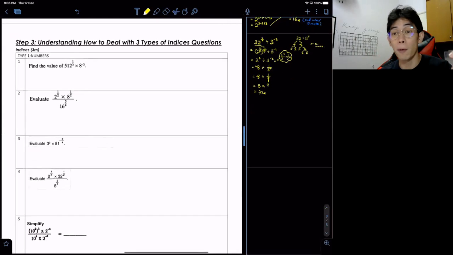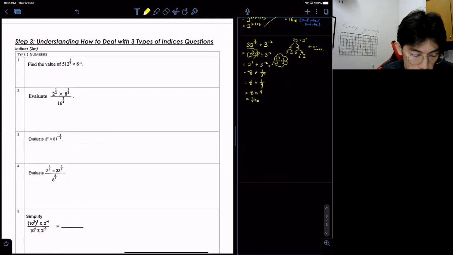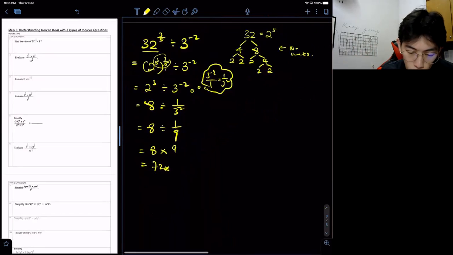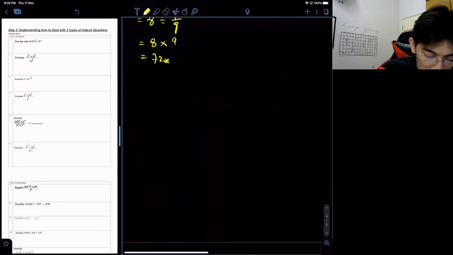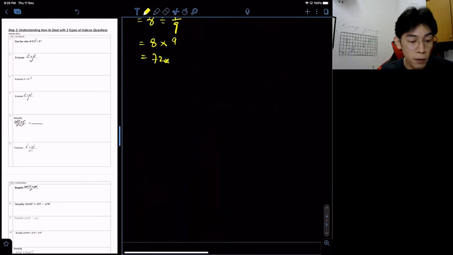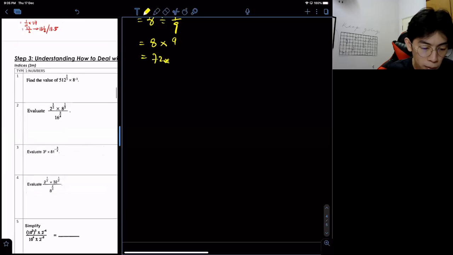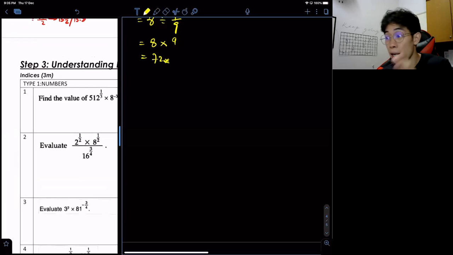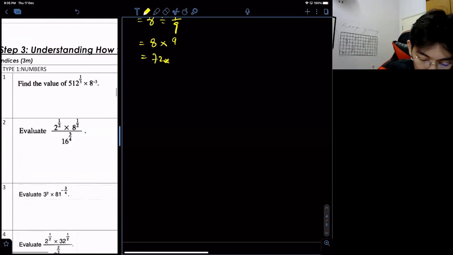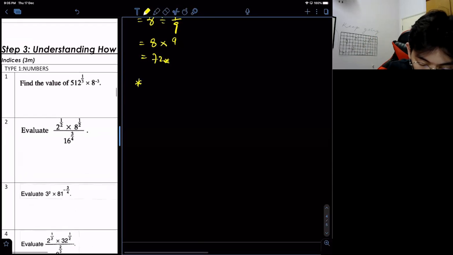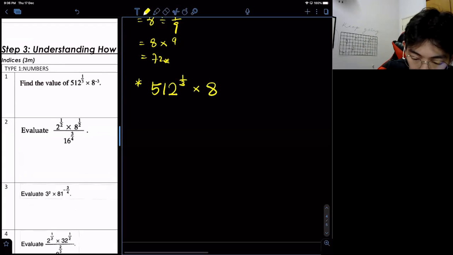I'm going to make it very small because I'm going to write it by the side on the black color screen. So I make it smaller and write my first question there. It's in your step 3 one, still under the first one. Let me show you. Can you see type 1? I stated the numbers. I categorized 3 types of question for you already. So the first question being 512 over 3 times 8 power negative 3.